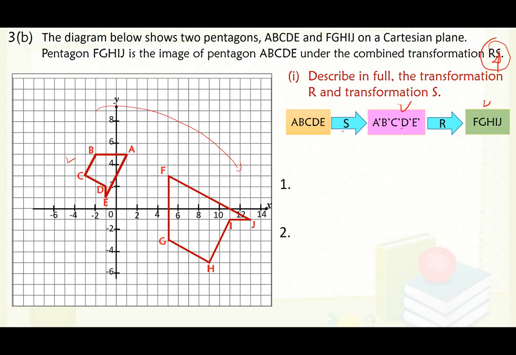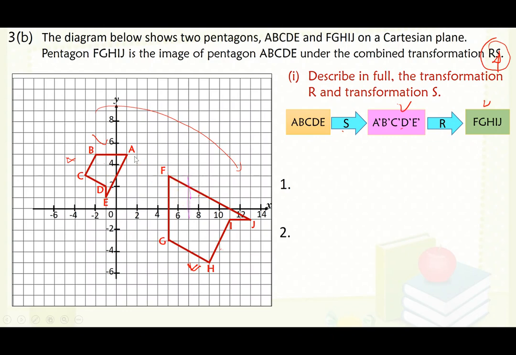Okay, now I need to know how A, B, C, D, E become the big side. It must first become the original size, then it becomes bigger, right? It must become the shape with the same size as A, B, C, D, E first. Then only can do the enlargement. This one I know is enlargement. Now how does this one become A prime, B prime, C prime?